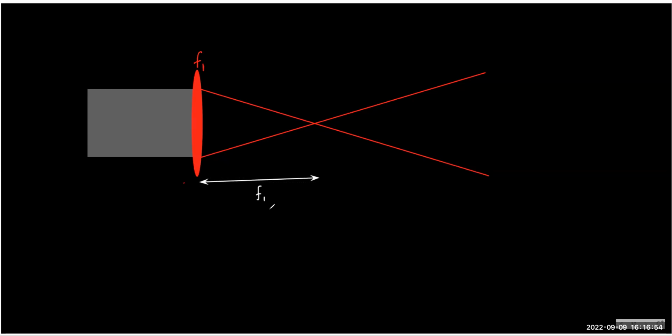Okay. I want to make the beam parallel again using another convex lens. Where should I put this? Let's say the focal length is f2, different from the first. Where must I place this in the path so that the light ray again becomes parallel? Here, here, here, where?